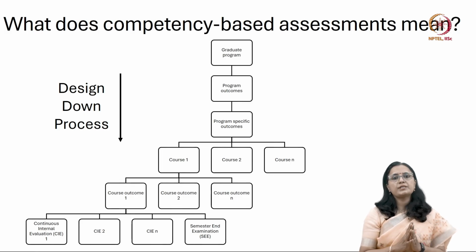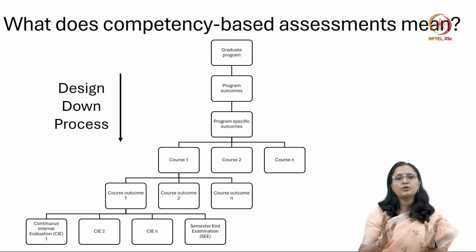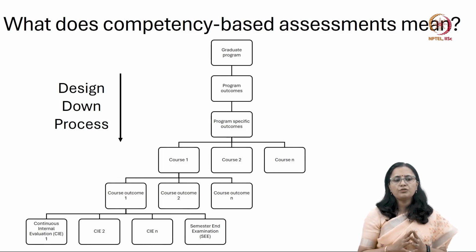Now, these set of course outcomes are not assessed randomly. We try to systematically plan how each of these course outcomes can be assessed in a more holistic manner. So, we try to plan a combination of a continuous internal evaluation, which we also call CIE, and then there is also something called the semester end examination, which comes at the end, SEE.